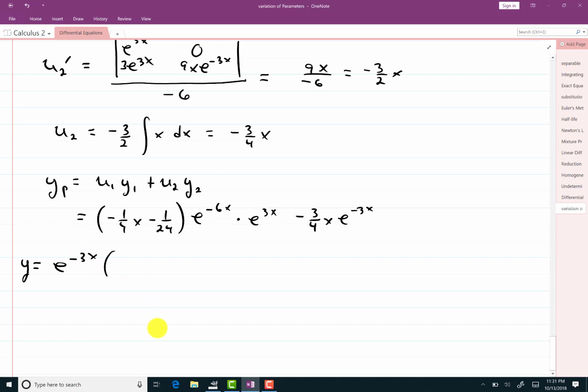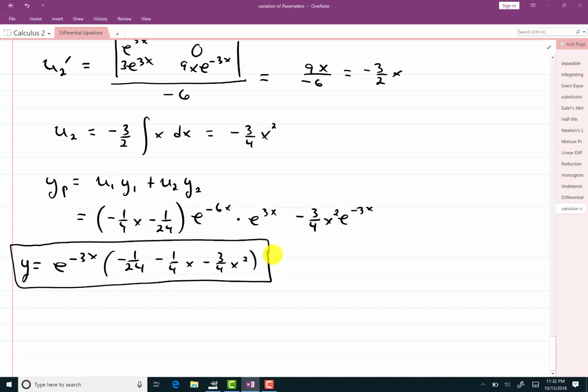So it looks like I made a mistake there and there. Let me go ahead and now put it in order. Negative 1 over 24 minus 1/4 x minus 3/4 x squared. And there is your solution. Oops, that's y sub p.